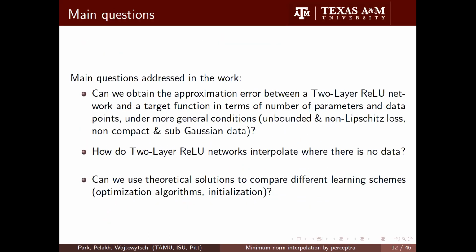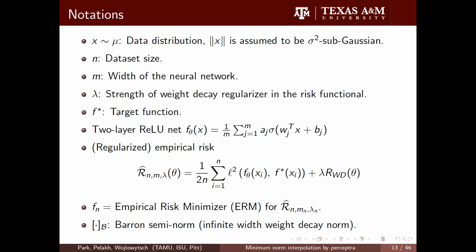To answer these questions, now I'll introduce some notation. X is the data distribution, mu is the data distribution, which assumes that the norm of X is sigma sub-Gaussian, N is the data set size, and M is the width of the neural network. Since we are shallow, we have only one width. I think it would be better to explain these first. F star is the target function we want to train. And we express the 2-layer neural network as the following.